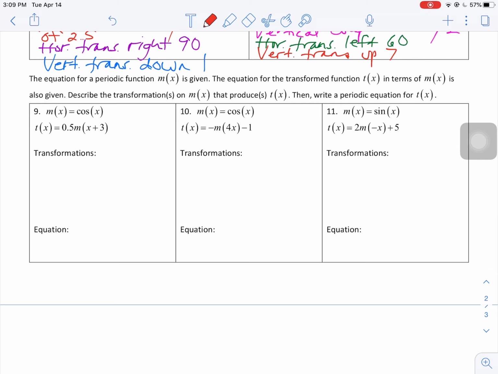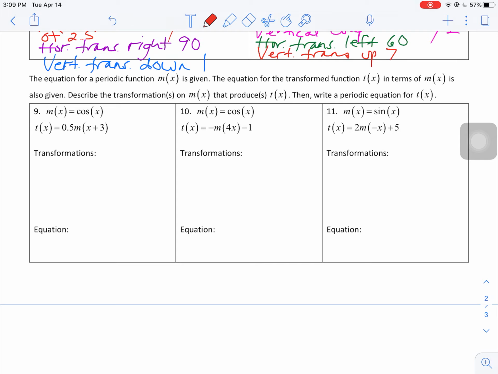And then the last little part of the notes here, we have the equation for a periodic function m of x is given. The equation for the transformed function t of x in terms of m of x is also given. Describe the transformations on m of x that produces t of x. Then write a periodic equation for t of x. So we'll do 9 together, and then you could try 10 and 11 when you pause the video.